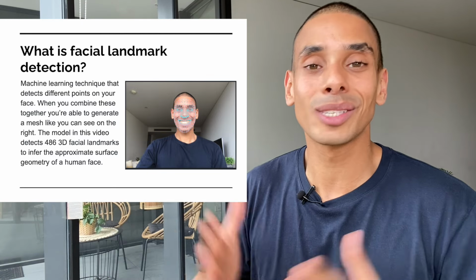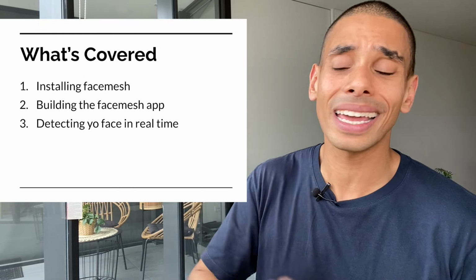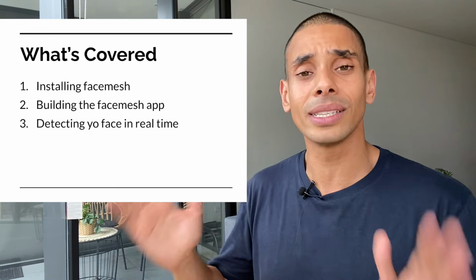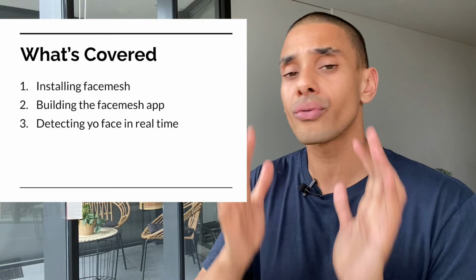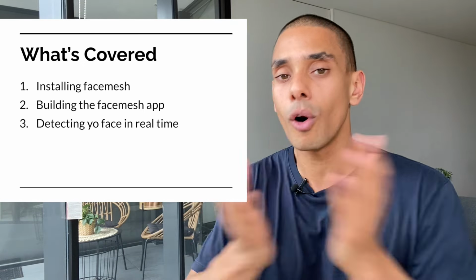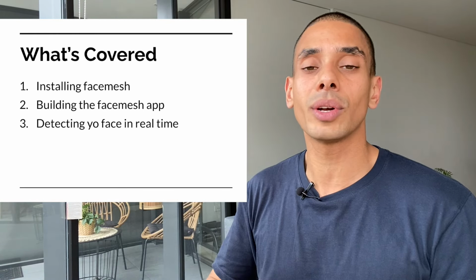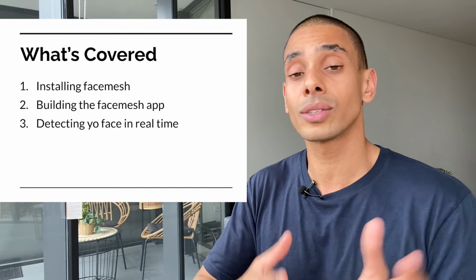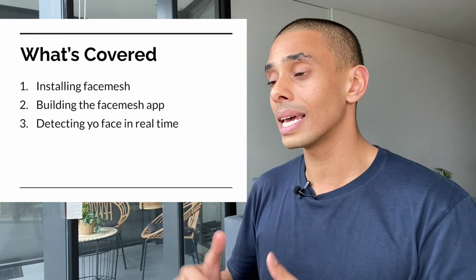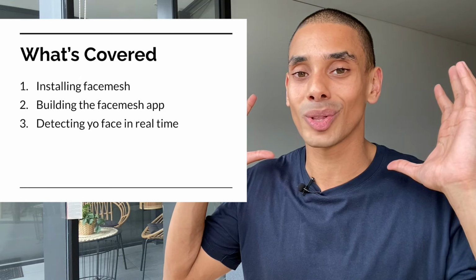So let's take a look as to what we're going to be going through in this video. So in this video, we're going to be covering three key things. So the first thing that we're going to do is install facemesh. So this is a pre-trained deep learning library released by the TensorFlow.JS team that allows us to perform facial landmark recognition. The second thing that we're going to be doing is building a quick React app that actually allows us to use that model. And then last but not least, we're going to be able to detect your face in real time and perform facial landmark detection.